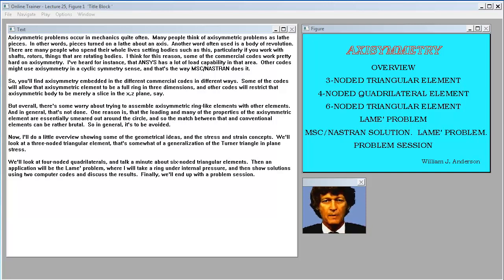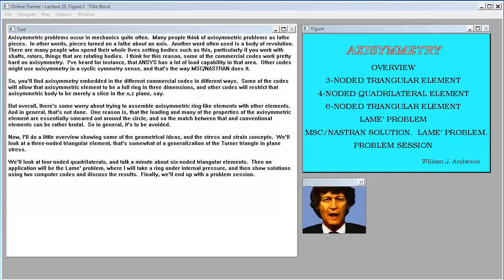There are many people who spend their whole lives studying bodies such as this, particularly if you work with shafts, rotors, things that are rotating bodies. I think for this reason, some of the commercial codes work pretty hard on axisymmetry. I've heard, for instance, that ANSYS has a lot of load capability in that area. Other codes might use axisymmetry in a cyclic symmetry sense, and that's the way MSC Nastran does it. So you'll find axisymmetry embedded in the different commercial codes in different ways.